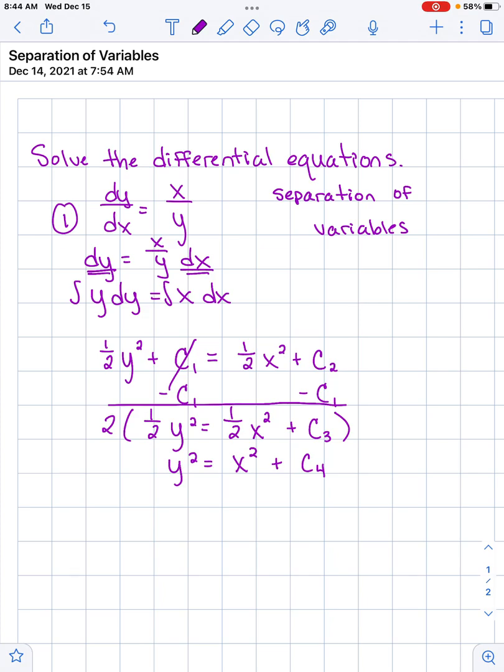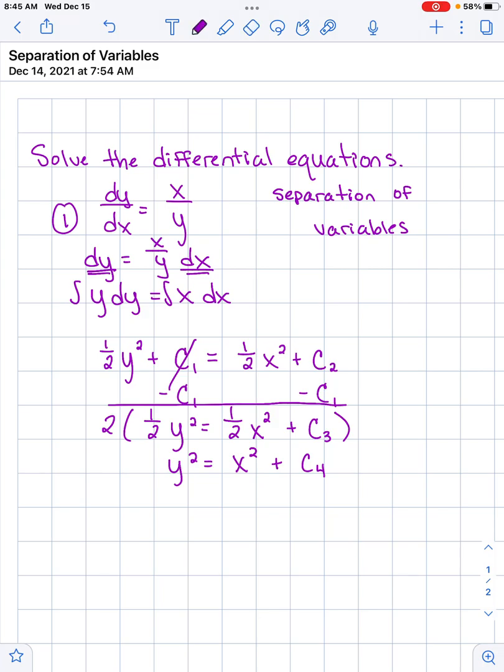Trying to isolate y in this case is going to get ugly, because I would have to take the square root of both sides, and so many algebraic errors can happen. Really, if you do isolate y, you would have to say plus or minus the square root of x squared plus this constant. The tricky part is a lot of people forget the plus or minus, and then they try to take the square root of x squared and the square root of c sub 4 separately. That's not possible because of the addition. So when y is squared, for the most part we're just going to leave it that way and not get into the trickiness of isolating y.